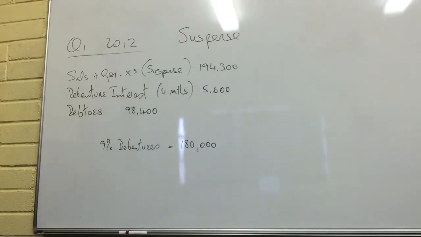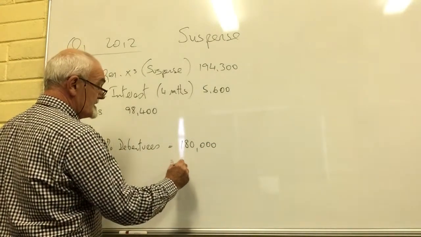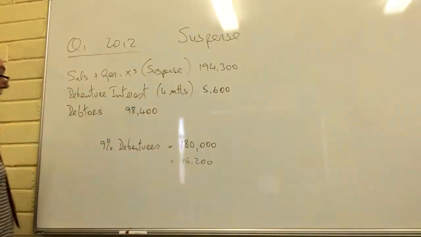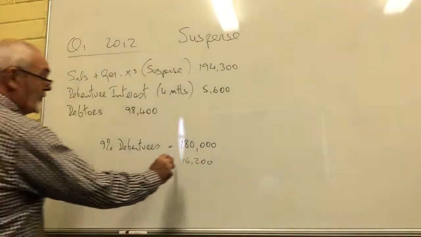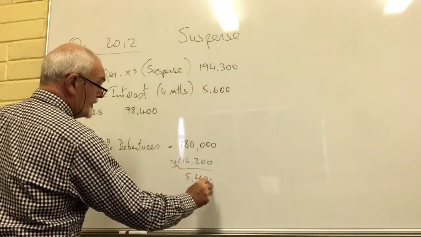So we've got to look at that. We'll break it up into its two parts. Firstly, the debenture interest. The full year's debenture interest in this question would be 9% of 180,000, which would be 16,200. And 4 months would be a third of that. So that would be 5,400.